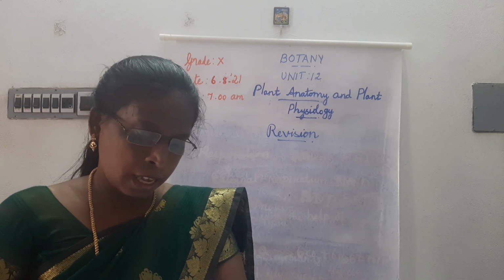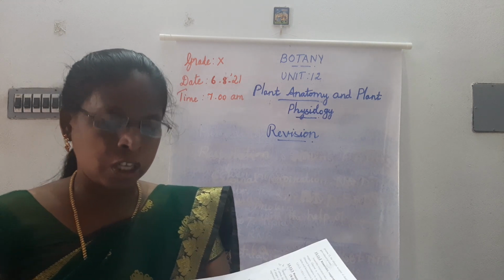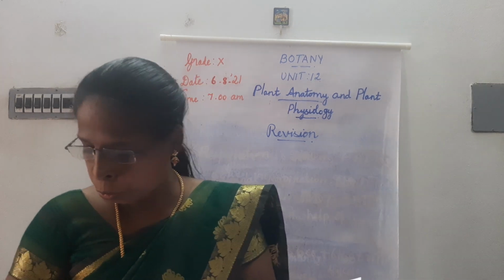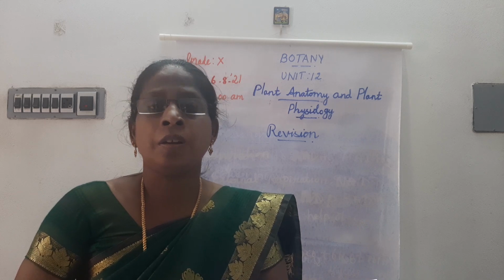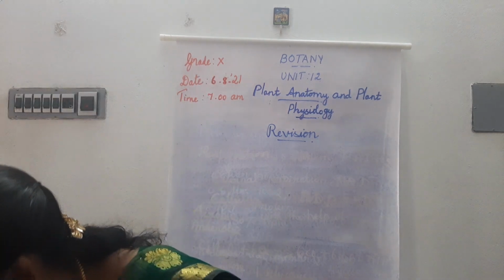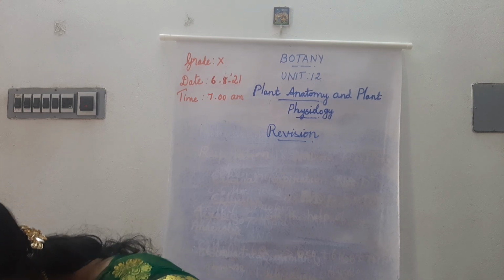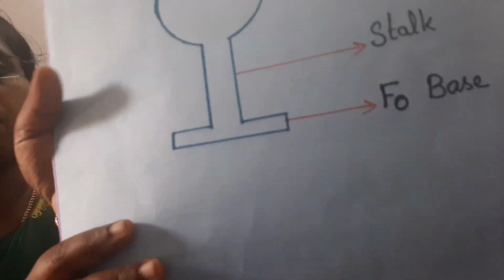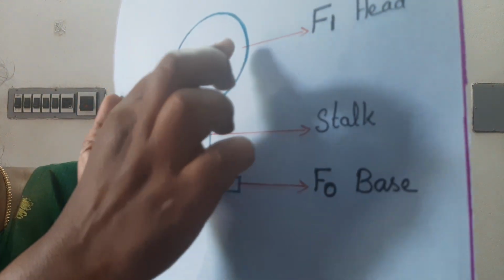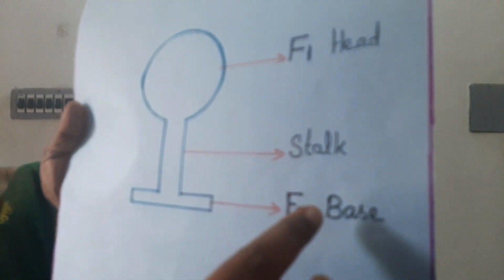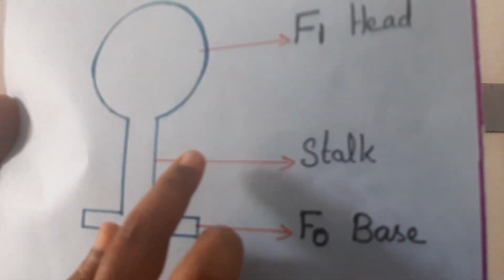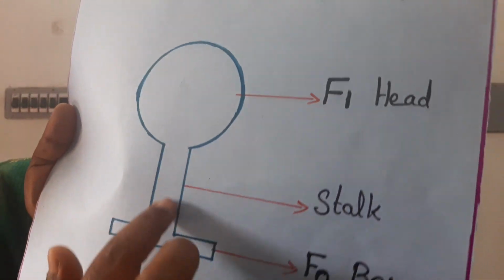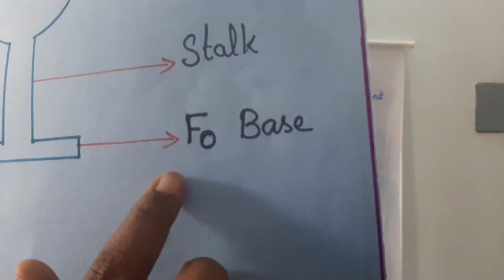The next question is, draw and label the structure of the oxysome. So this is also very important 2-mark question. So you have to draw the structure of oxysome. See, oxysome. Here you can see the structure of oxysome. See, very easy only. So it consists of 3 parts, that is head, stalk and base. Head, stalk and base. This portion is called a head or F1 particle. This is the stalk of the oxysome, and this is the base. Base is otherwise called F0.